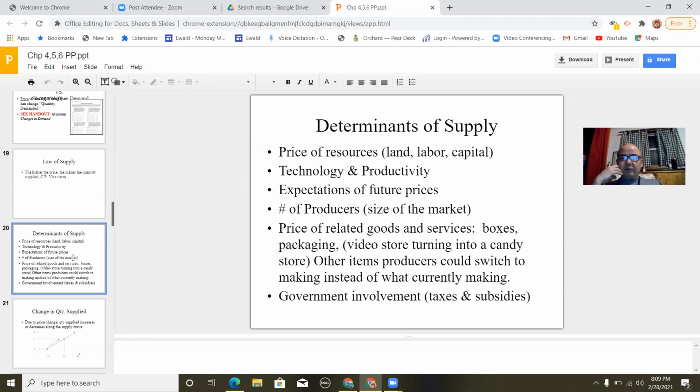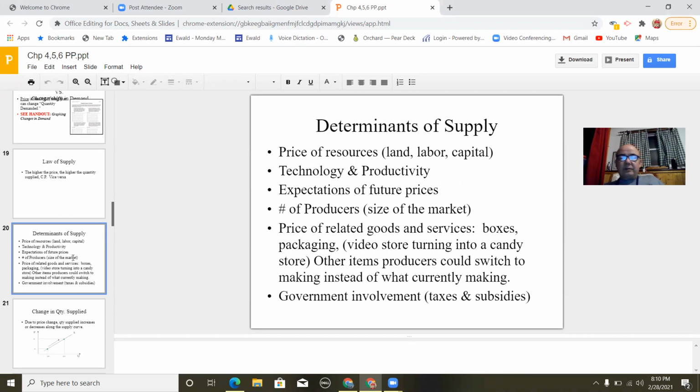If you're a producer of something, and we could pick anything, let's say baseball bats, for example, I've used that example in class before. Price of your resources might be that your labor costs go up, your workers are demanding more pay, or the cost of your equipment, or probably the biggest one with baseball bats, the price of lumber. The market price of lumber might go up or might go down. So the price of resources is one determinant of overall supply.